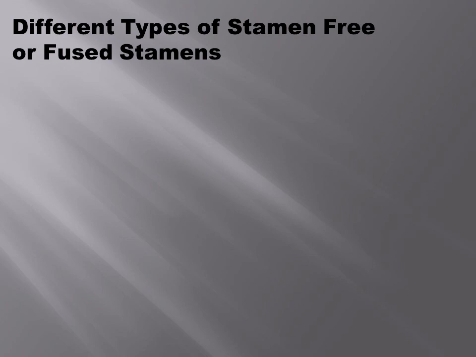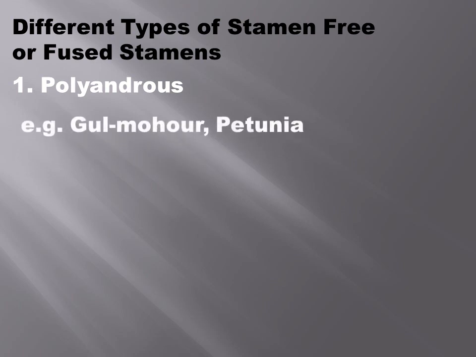There are different types of stamens that may be free or fused. The first one is the polyandrous type. When the stamens are free from each other, it is called the polyandrous condition. For example, in the gulmohar plant or the petunia flower.